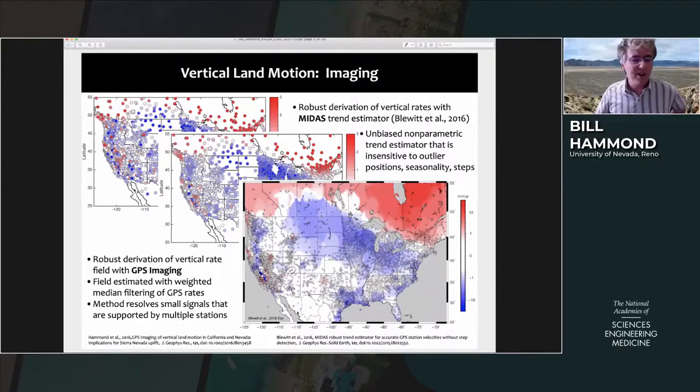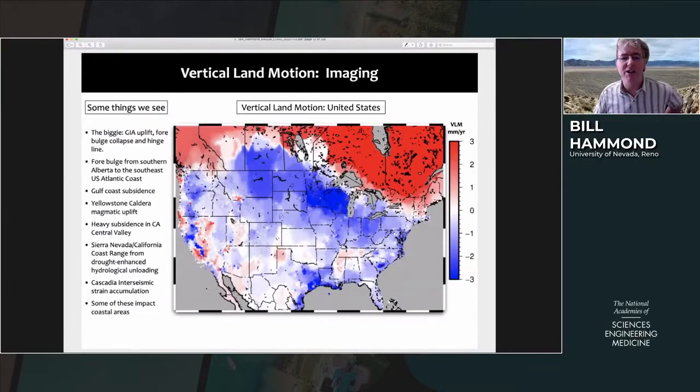There's a log scale, so I'm going to change that and put it into a linear scale, which is better for seeing some of the details in the near-zero area of vertical land motion. There's a lot going on in these maps. The vertical scale of motion is 3 millimeters per year downward in blue and 3 millimeters per year up in red. And the big thing in Canada is upward motion from the glacial isostatic adjustment. It's huge. And then there's the hinge line, where it goes through zero, in white.